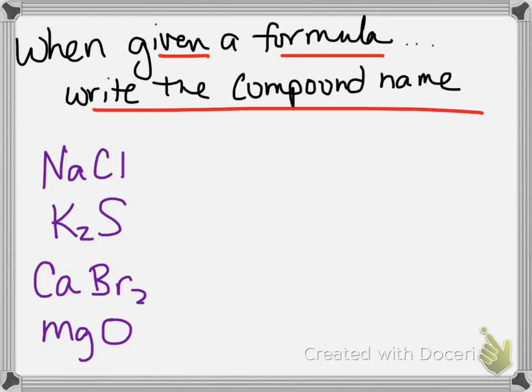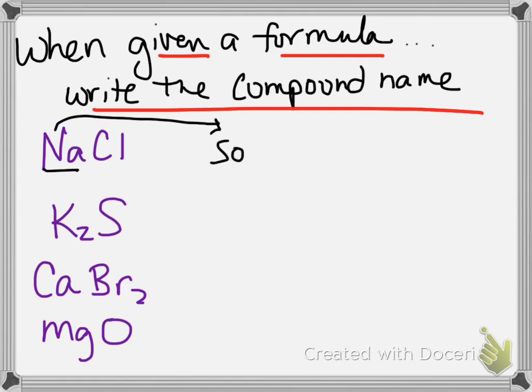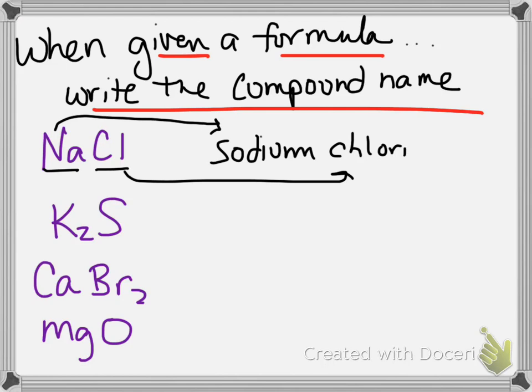When you're given the formula for a binary ionic compound, the name is actually simply the ion names with the word ion dropped. So in this, we know that we always lead with the cation, both in writing the formula and in giving the name. And we know that Na is the sodium ion, so we don't write ion, but we do write sodium. And we know that Cl is the chloride ion, so we don't write ion, but we do write chloride. And that gives us the name sodium chloride.